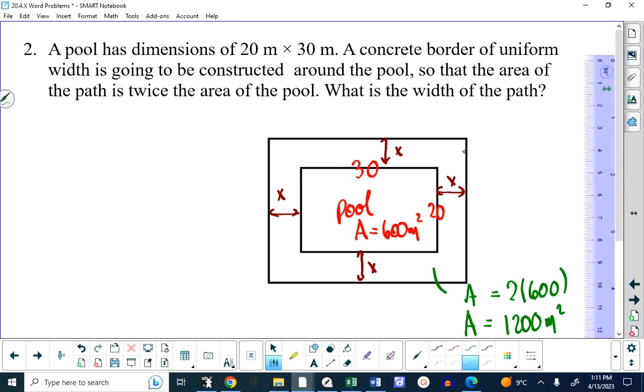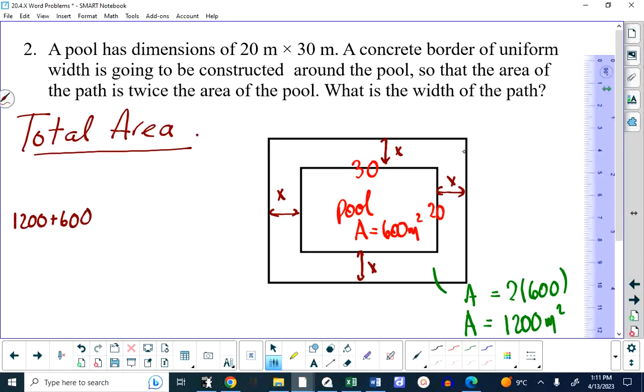Now, I want to show you two ways to do this. I think one way is simpler, but some people choose another path. No pun intended. I want to probably show you both methods. What I am going to do is come up with an equation for the total area. That's the border and the pool. Well, the total area will be 1,200 plus 600, won't it? The pool is 600, the border is 1,200, total area is 1,200 plus 600.